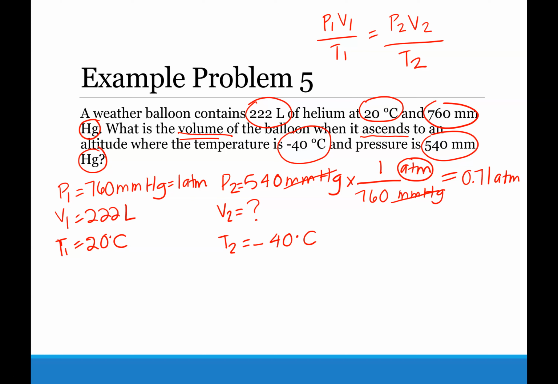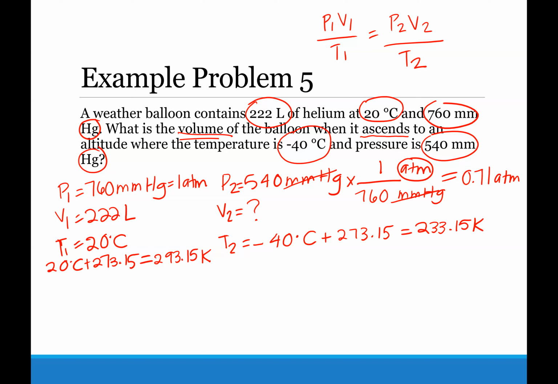So we do have to convert temperature to Kelvin. That's absolutely no choice with that. Always has to be in Kelvin. So 20 degrees Celsius plus 273.15 is 293.15 Kelvin. And so T2, minus 40 plus 273.15. So let's put that in our calculators. Minus 40 plus 273.15 is 233.15. So 233.15 Kelvin. Remember, it's not degrees Kelvin, it's just Kelvin.